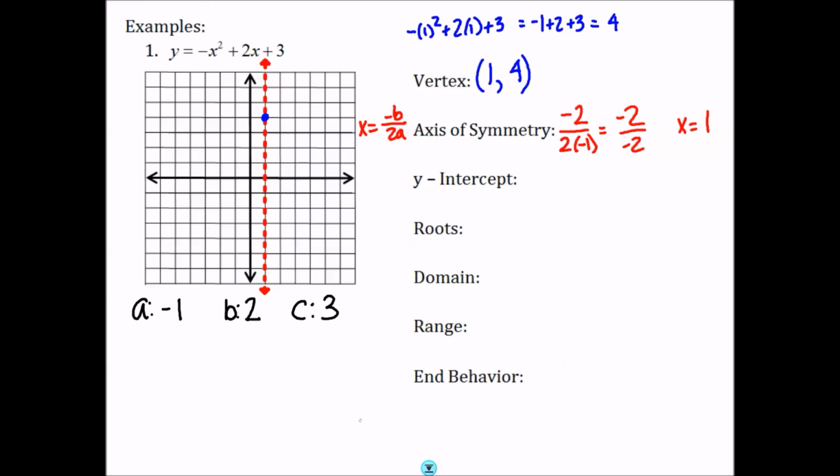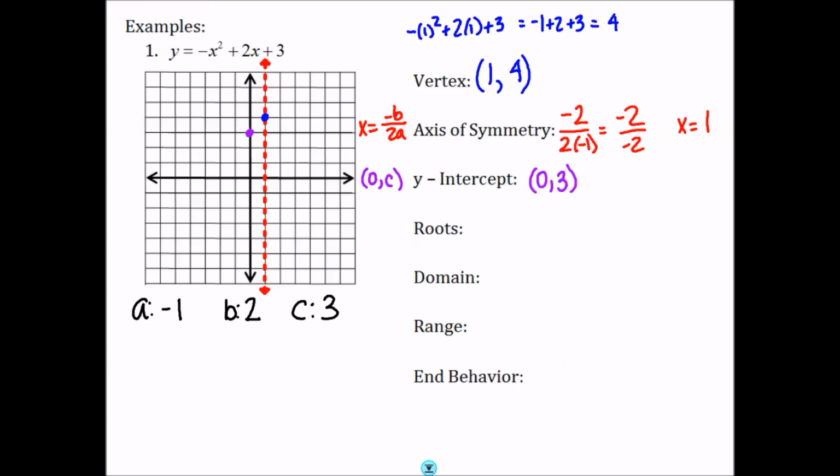The next thing we need to find is our y-intercept, which is always the point (0, c). Since c is 3, our y-intercept is (0, 3). Now make sure that you write it as the point (0, 3) and not just the number 3. Then the next thing we need to do is use a to help us finish graphing our parabola. So since a is negative 1, we know that the parabola is going to be flipped upside down.